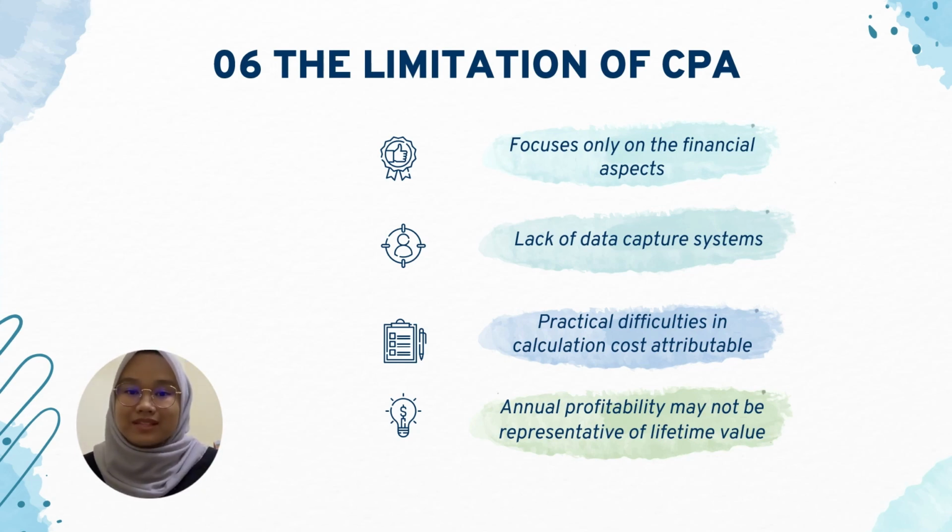The third one is practical difficulties in calculating attributable cost. The implementation of ABC, or activity-based costing, differs in accordance with industries. Hence, the process of implementation might be, and often is, challenging for many companies as highly skilled managers are needed to do so. The last one is that annual profit from the customer might not be a good representative of lifetime value. The cost of attracting and retaining a customer should be compared with the lifetime earnings and not just with customer annual earnings.